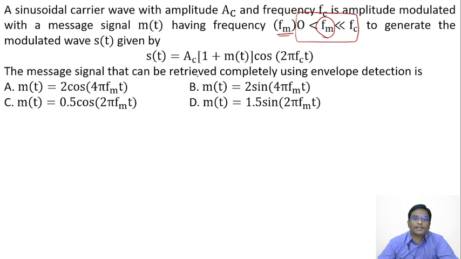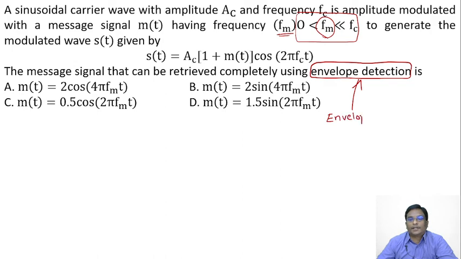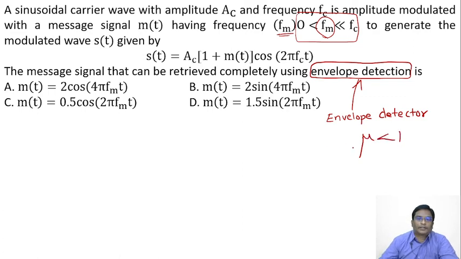The message signal can be retrieved completely using envelope detection. Very important, this envelope detector. In an envelope detector, we know one point. What is that point? The modulation index should be less than 1. For envelope detection, the modulation index should be less than 1.